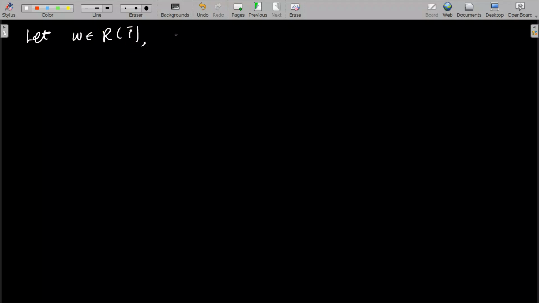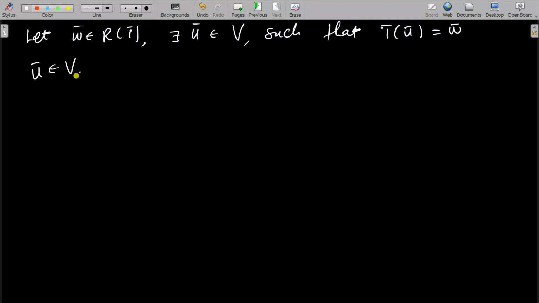What can we say? Then there is some U that belongs to capital V, right? These are vectors, such that, because before you can get the range of T, you have to transform some vector in V, such that T of that U is equal to W, right? So now let's look at this. What is U? U is a vector in V. Then what can you say about that U?